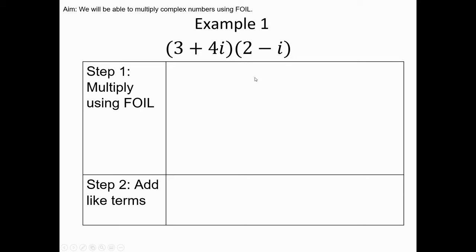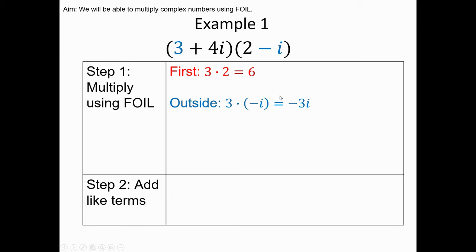So we're going to start with the first, which is the first two terms. First, we're going to multiply 3 times 2, which is 6. The next letter of FOIL is our O, the outside terms, 3 and -i. So we have 3 times negative i. Because it's a positive times a negative, it's going to be -3i. And the 3 and the i can't interact, so you can treat it like a normal variable. Just keep in mind what i stands for, which is the square root of -1.